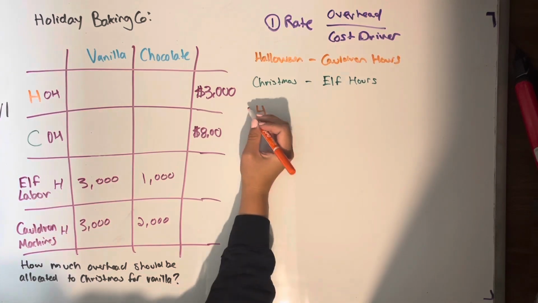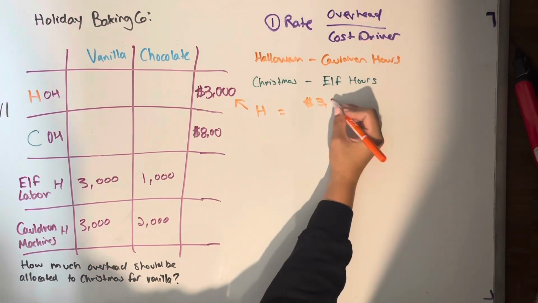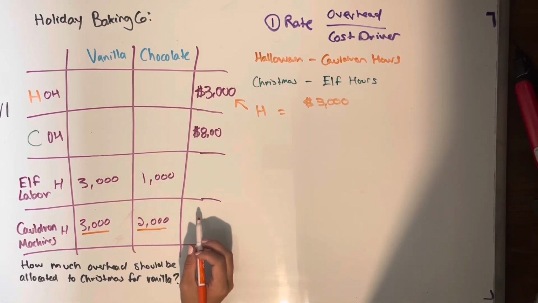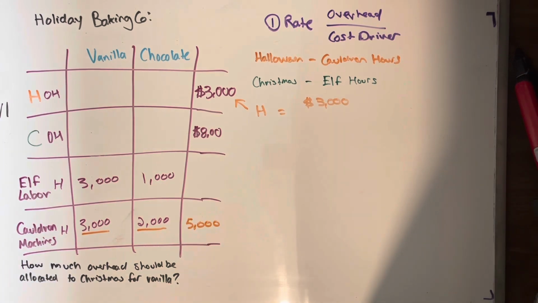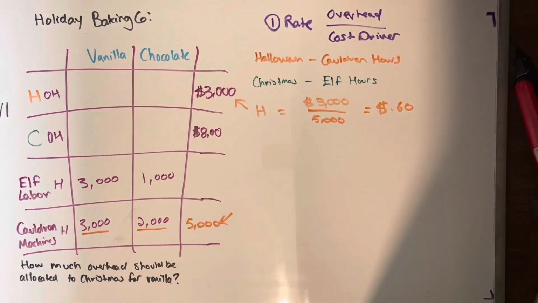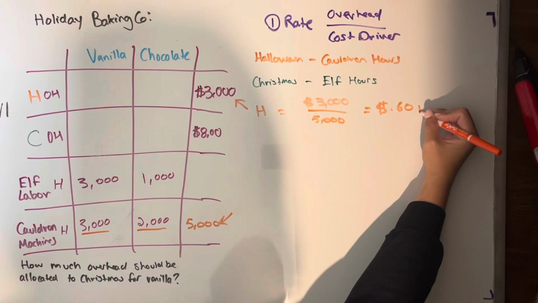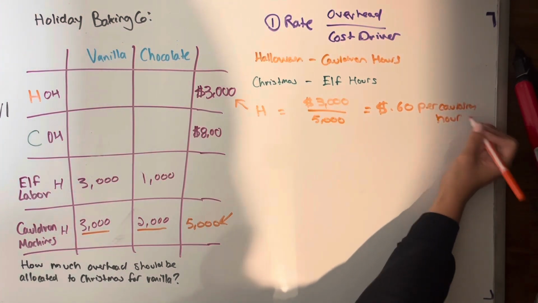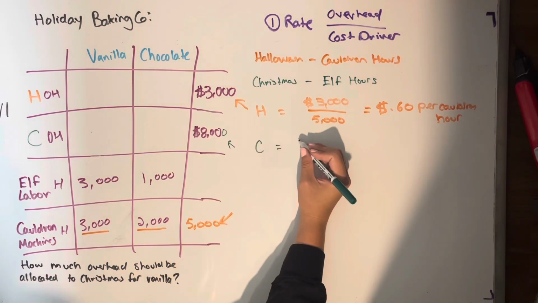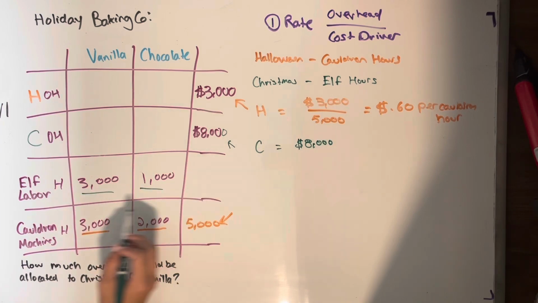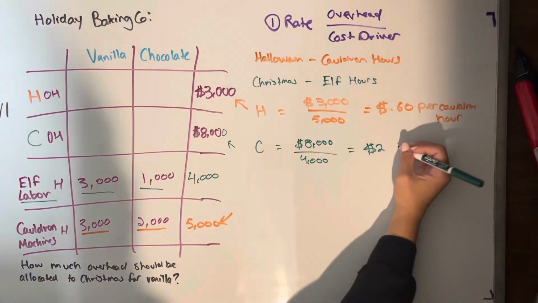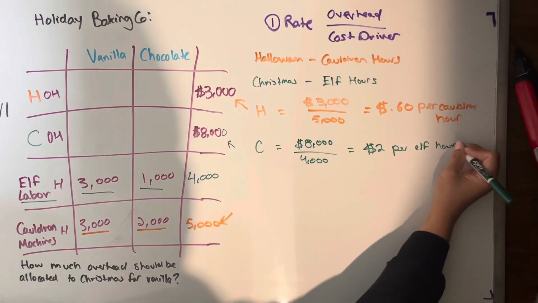So let's calculate for Halloween first. What would the allocation rate be? Well, we know their overhead total is $3,000, and the total number of cauldron machine hours is 3,000 plus 2,000, so 5,000 hours. So we're going to divide that $3,000 by 5,000 cauldron machine hours to get an allocation rate for the Halloween department of 60 cents. But 60 cents, what does that mean? Well, 60 cents should be allocated to the Halloween department for each cauldron hour that is used. Same concept for Christmas. They have $8,000 in overhead, and it's going to be divided by 4,000 total elf labor hours to get a rate for elf labor hours, which is going to be $2 allocated per elf labor hour.